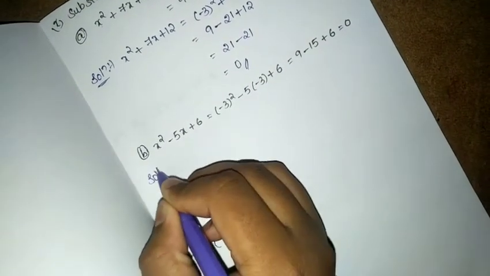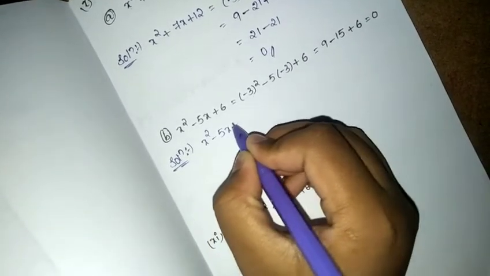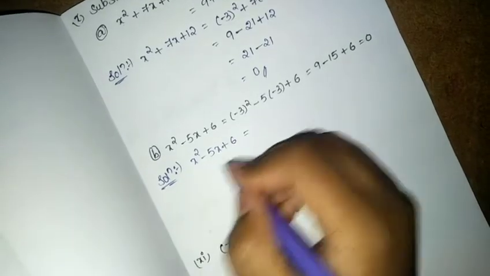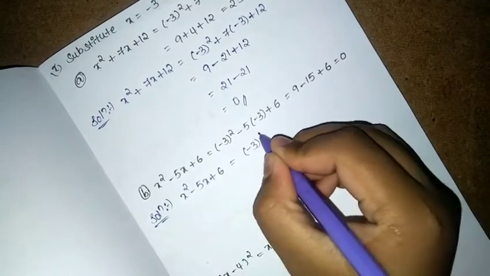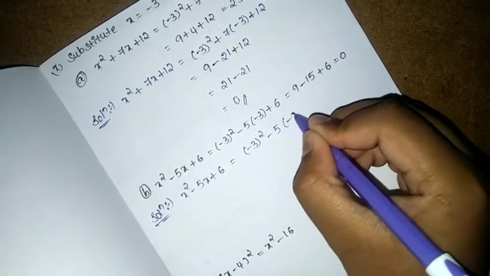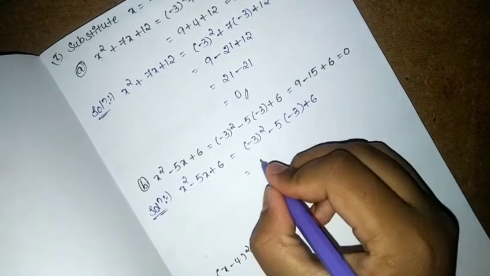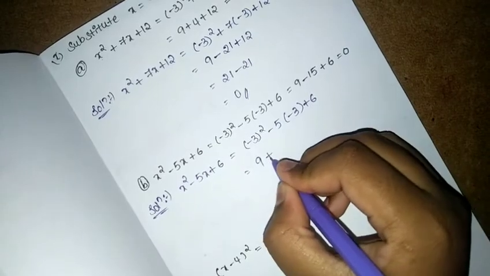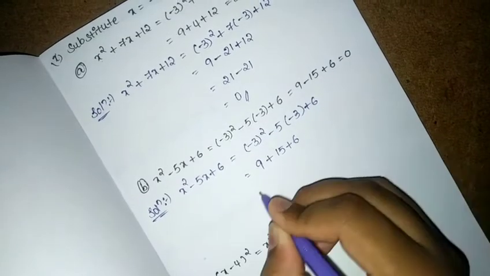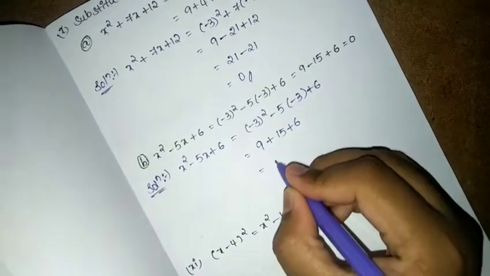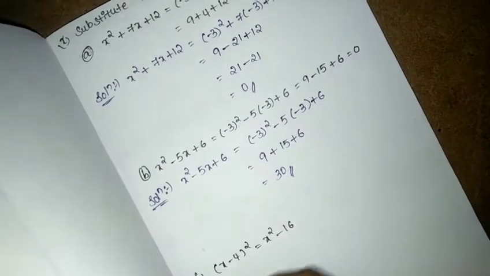Solution for this problem is x square minus 5x plus 6. We have to substitute x equal to minus 3 in this equation. Then minus 3 whole square minus 5 into minus 3 plus 6. Minus into minus plus, 3 3s are 9. Minus into minus plus, 5 3s are 15, plus 6. 9 plus 15 plus 6 is 30. So the solution for this problem is 30.